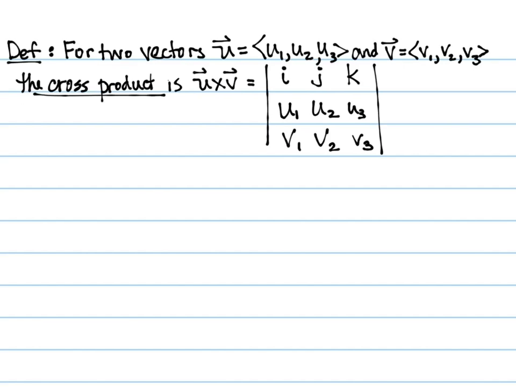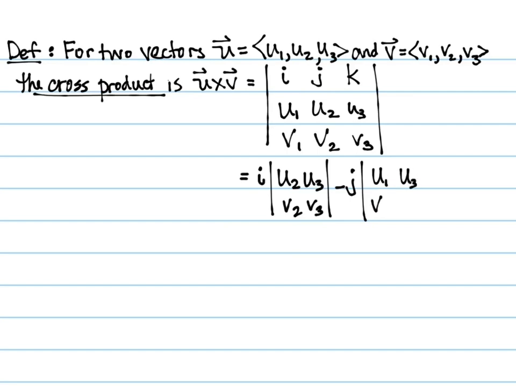Okay. So if I write that out, I end up with I times the determinant of U2, U3, V2, V3, minus J times the determinant of U1, U3, V1, V3, plus K times the determinant of U1, U2, V1, V2, like this.